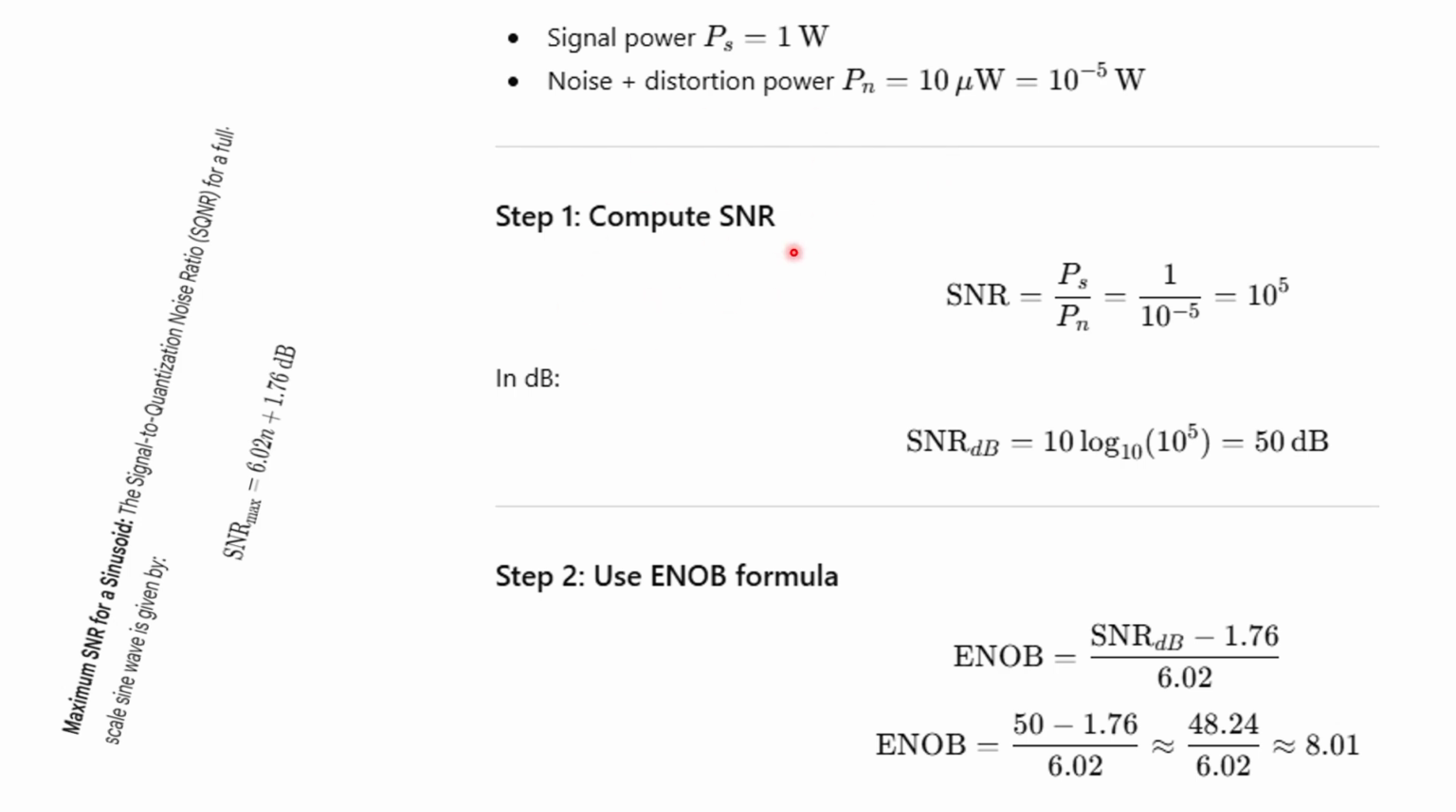So SNR, we can directly calculate as the ratio of the message power divided by the noise power. If you convert it into log, you will get 50 dB. Now since you got this, you can directly put it into this formula, right? Just put it into the formula in place of the SNR. Once you put it, you will get the number of bits, that will be almost equal to 8. So this is the final answer.